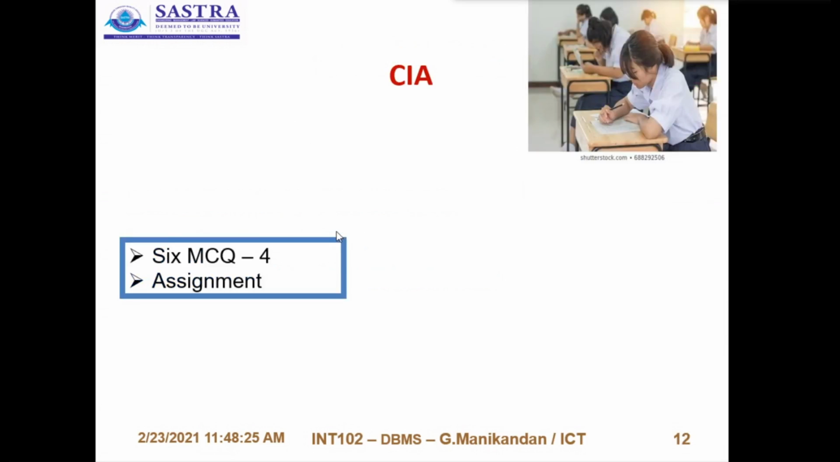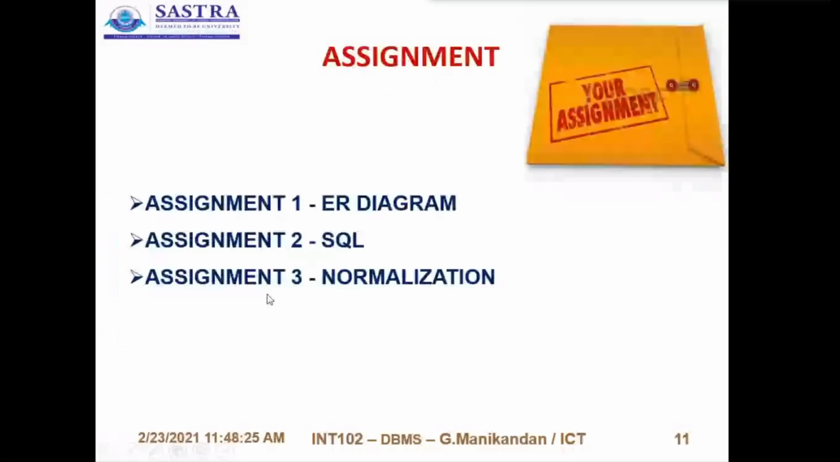With respect to your CAA, as of now the plan is to conduct 6 MCQs, and from the 6 MCQs the best 4 will be taken. The weightage for your MCQs is 20 marks. If we go with the last semester pattern, your internal weightage is going to be 25 marks: 20 marks based on your MCQs and 5 marks based on the assignments. You will have 3 assignments, and I will take the average of these 3 assignments for your assignment marks.